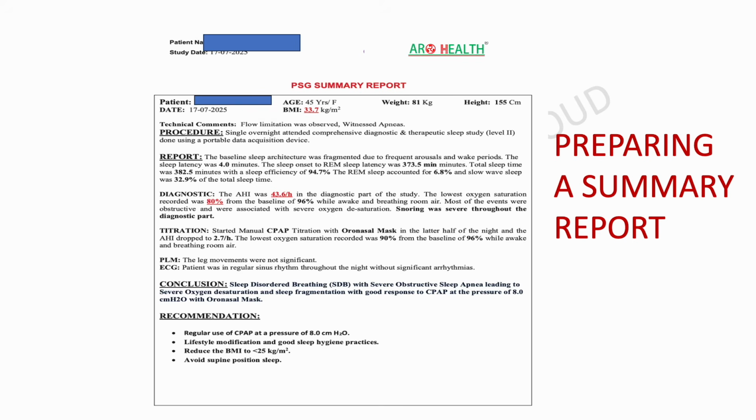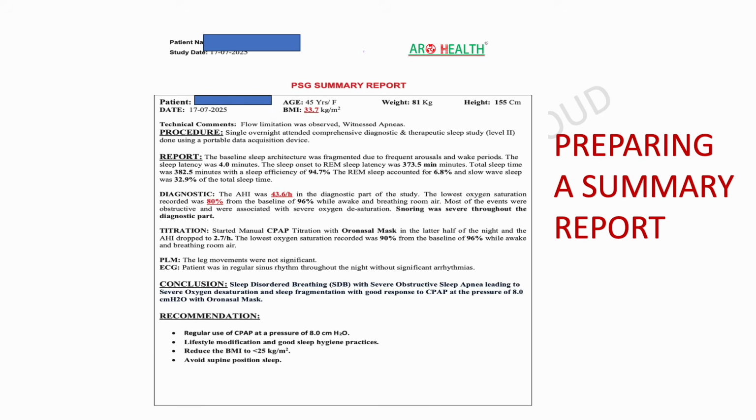The next thing that we are mentioning is the diagnostic part of the report, the indices, like in this patient, the AHI being high. And we're also trying to mention the lowest saturation, the nadir. We're also mentioning what kind of events were there. As I said, you need to mention the pattern. We're mentioning whether snoring was present. Then, because this was a split night study, we're mentioning the titration, how manual CPAP titration was done, what mask was used, and what was the saturation after using that, and what was the AHI.